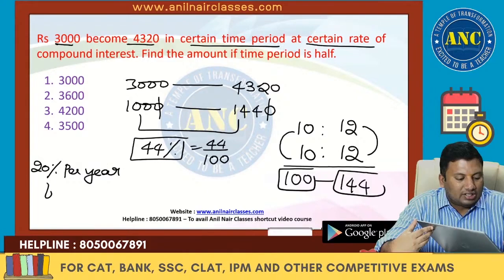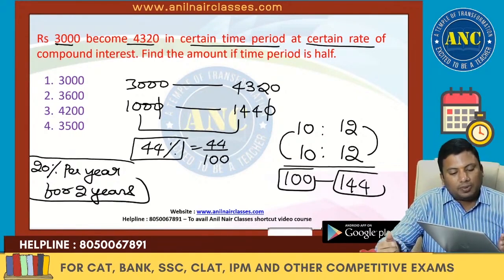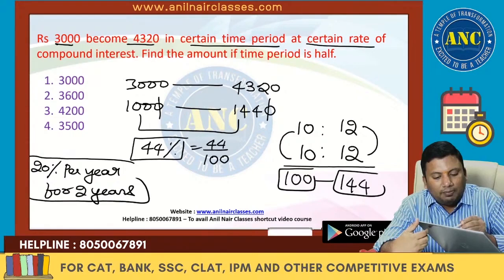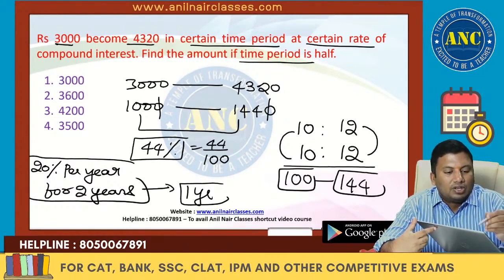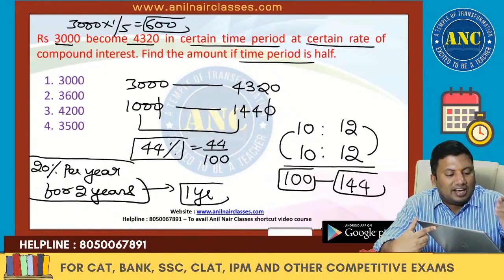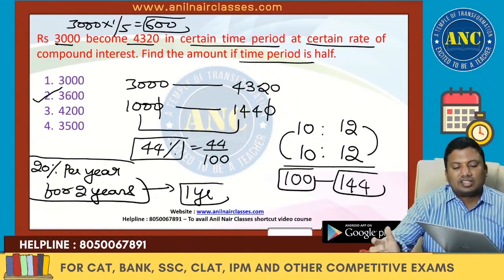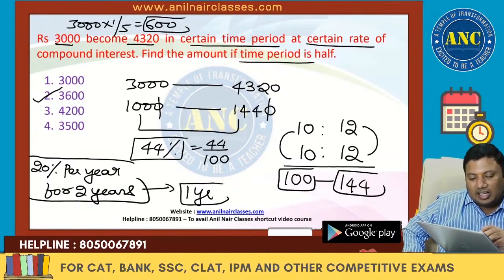20 percent per year for 2 years. If the time period is half, so instead of 2 years, if it becomes 1 year, 20 percent per year. So 3000, 20 percent extra, which is 1 by 5, is 600 extra. Answer is 3600. I hope the idea is clear.